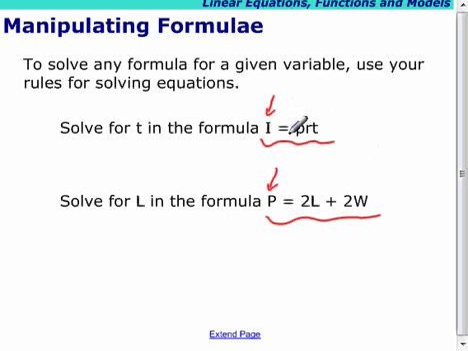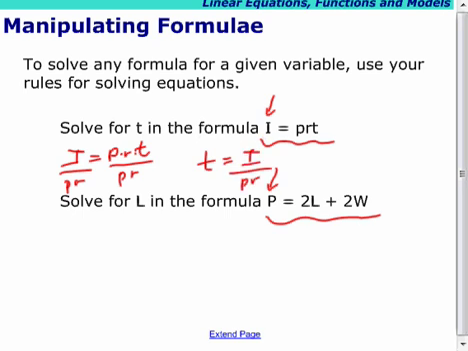So like in this first example, if I wanted to solve for t, I have I equals PRT. And if I want t alone, I can use the division principle. This is being multiplied. If I want to get t by itself, I simply use the division principle to divide both sides by PR. So I would say that t is equal to I over PR. Okay, division principle.